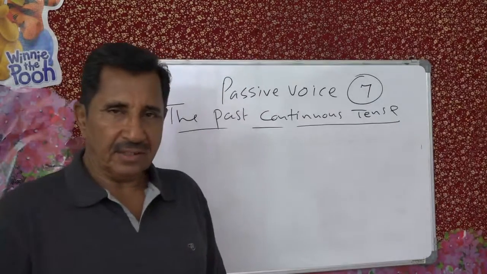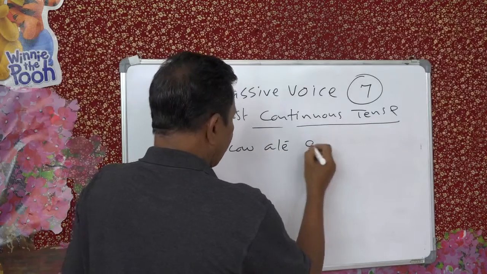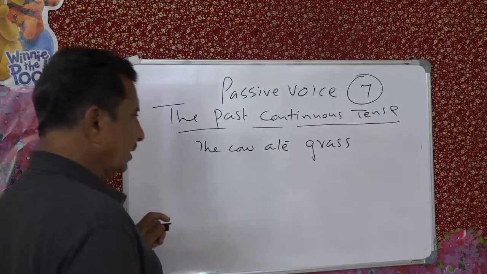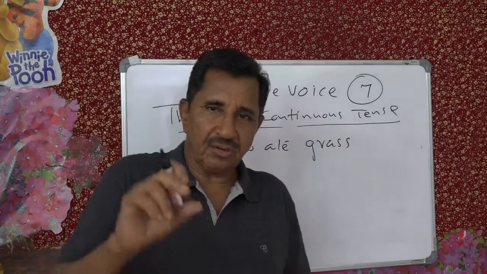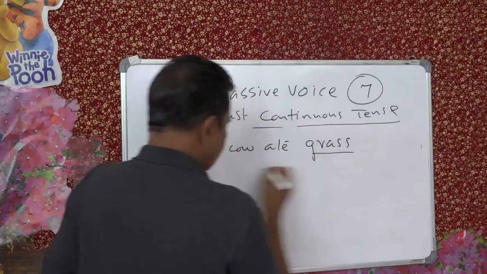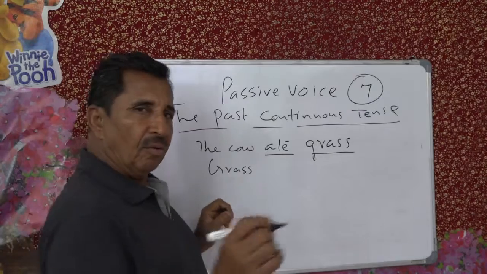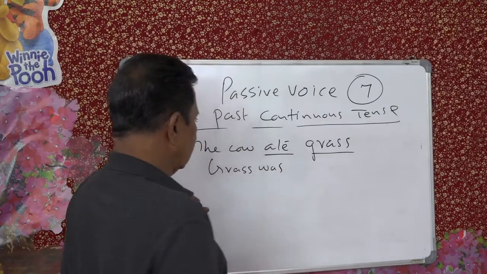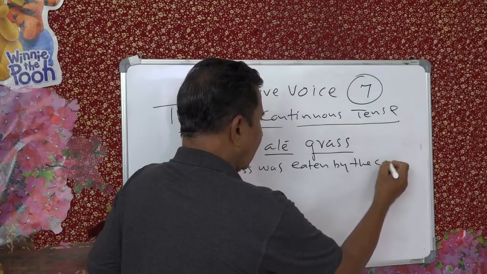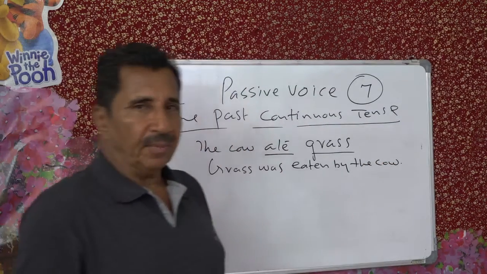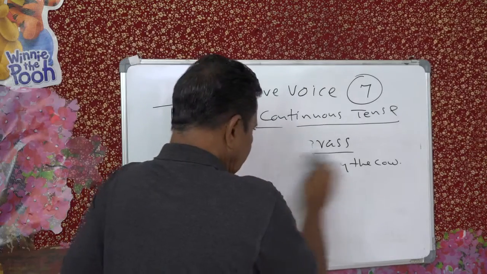We have seen the simple past, isn't it? For example, the cow ate grass. That is the simple past. And we have seen the passive: there should be a transposition of the subject and the object. So this is the object, grass. This is past tense, and therefore which form of be? Was. Singular, was. Past participle, eaten by the cow. So that is the simple past. Right? Now we will see its change in the next one.